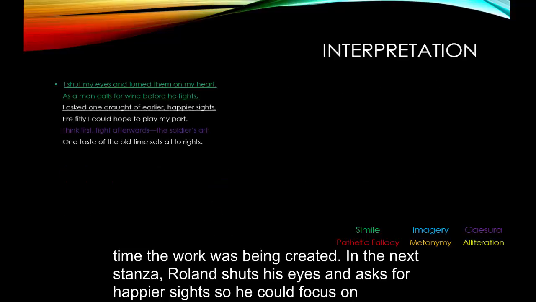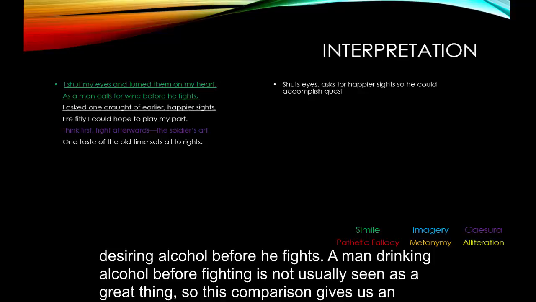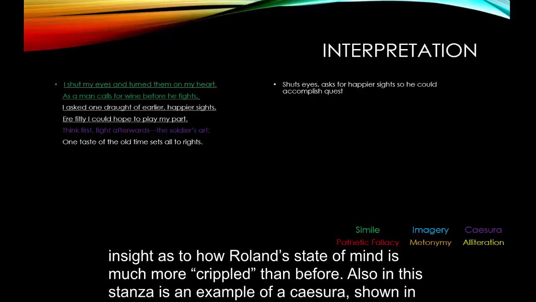In the next stanza, Roland shuts his eyes and asks for happier sights so he could focus on accomplishing his quest. Another example of a simile is present here in green, which compares Roland's thoughts and desires to those of a man desiring alcohol before he fights. A man drinking alcohol before fighting is not usually seen as a great thing, so this comparison gives us an insight as to how Roland's state of mind is much more crippled than before.